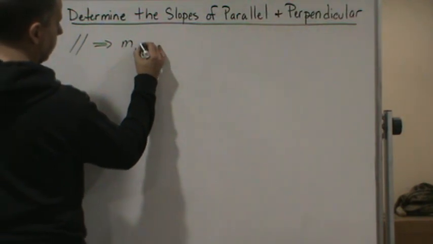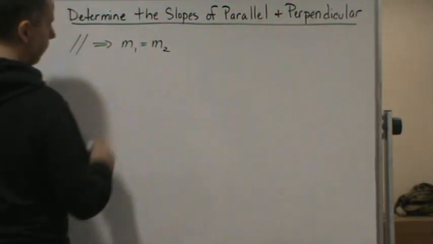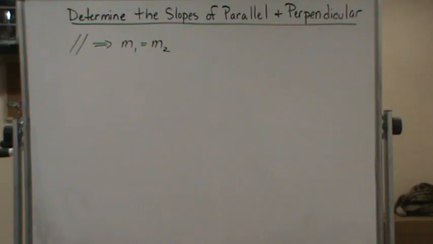So parallel lines means that both slopes must be equal. Okay? So if you have two lines or three lines or four lines where all the slopes are the same, they are all parallel. Okay?